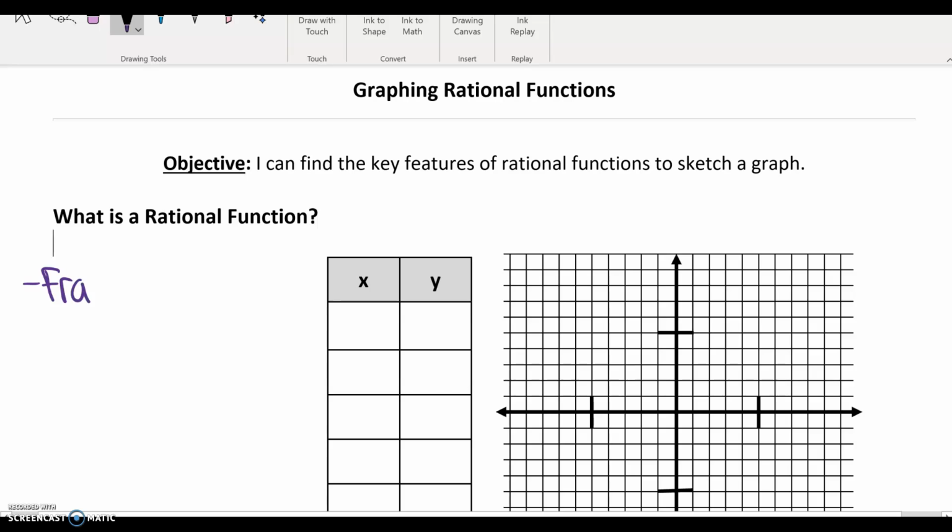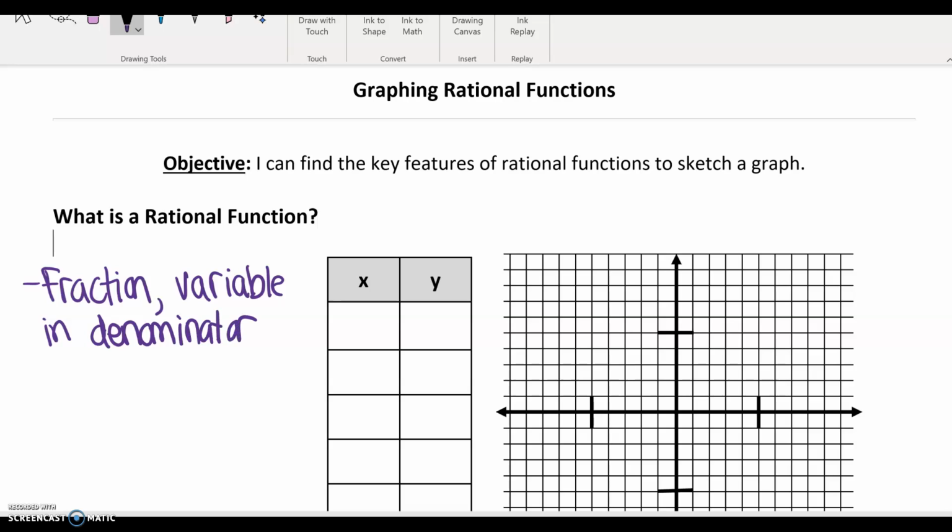Let's write that down. But most importantly, within the fraction, it has to have a variable in the denominator. Okay, denominator is the bottom portion of the fraction. So we want to look at the parent function for a rational function, remembering that a parent function is the most basic of that function that we can have.